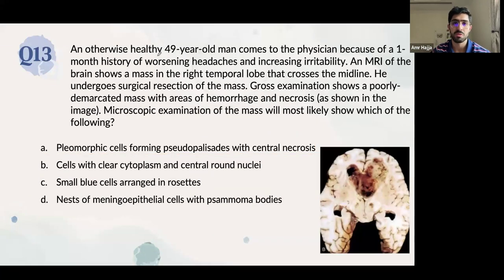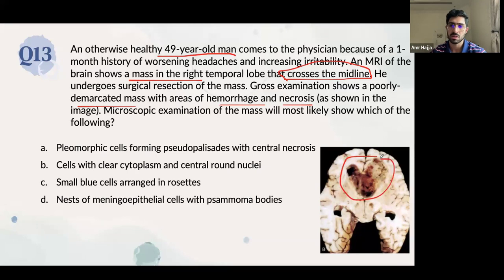Now let's go back to this question. Here we have a 49-year-old man, so this is an adult tumor. For adult tumors, we said we have either glioblastoma multiforme, oligodendroglioma, ependymoma, or meningioma. An MRI of the brain shows a mass that's crossing the midline. We saw crossing the midline. I'm not going to say 100%, but it's 99%: it could be glioblastoma multiforme. It's poorly demarcated, with hemorrhage and necrosis, as shown here.